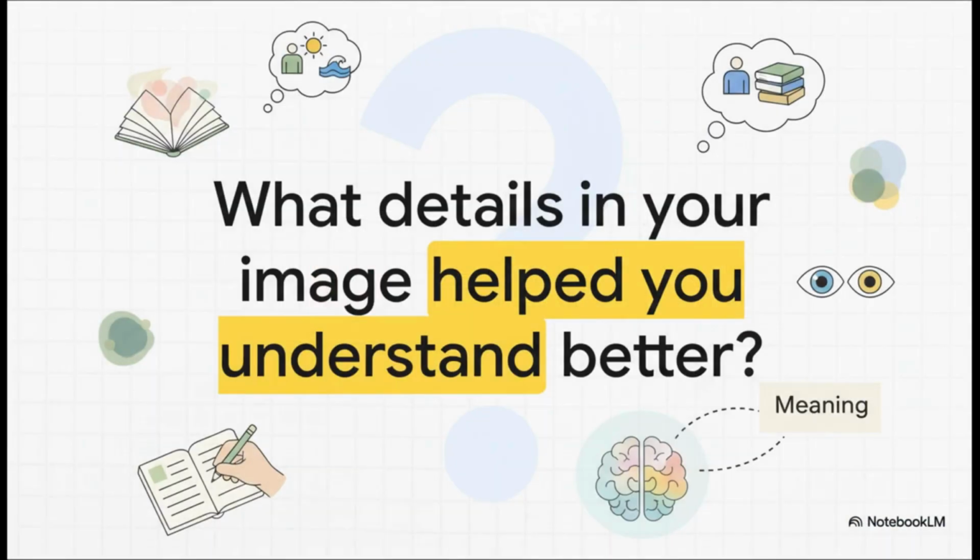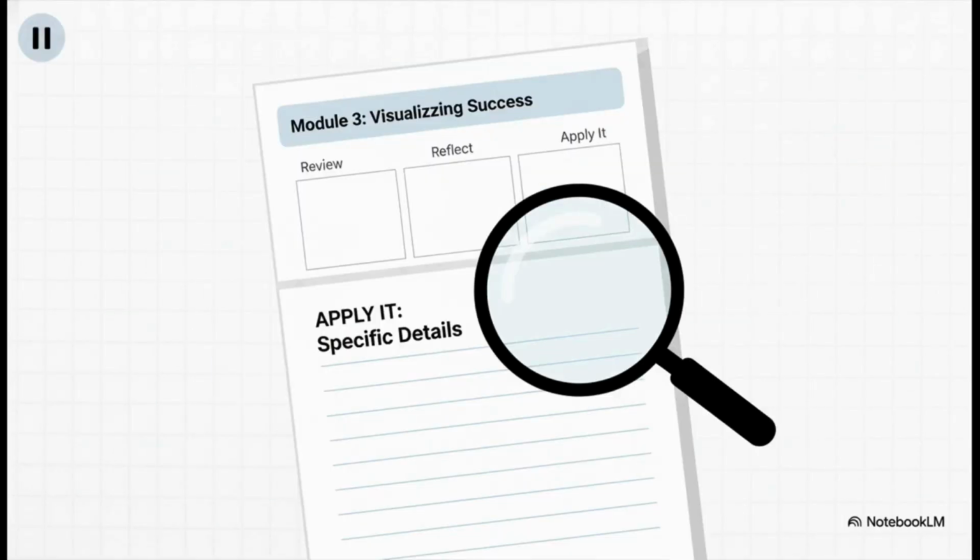All right? Now look at what you wrote. Let's dig a little deeper. What were the specific details in that mental picture, the colors, the movement, the expressions, that really made the paragraph click and make sense? Let's pause one more time so you can answer that second question. Try to be really specific about what details in your visualization made a difference for your understanding.